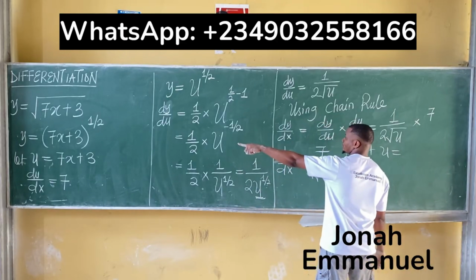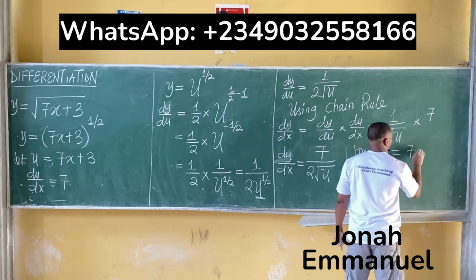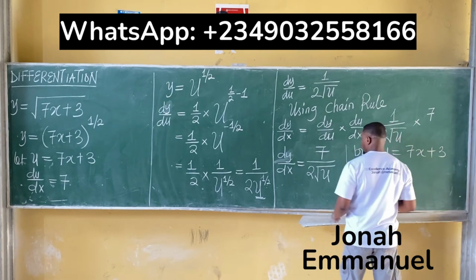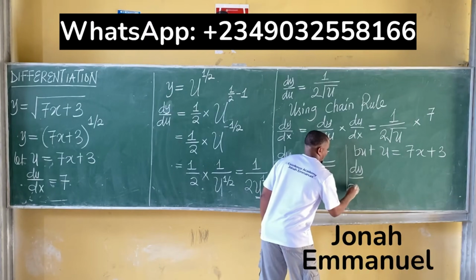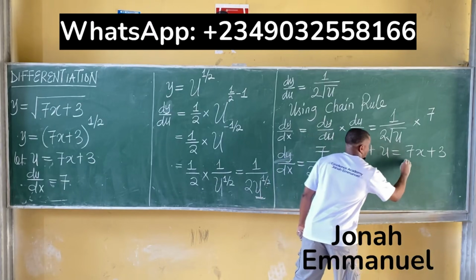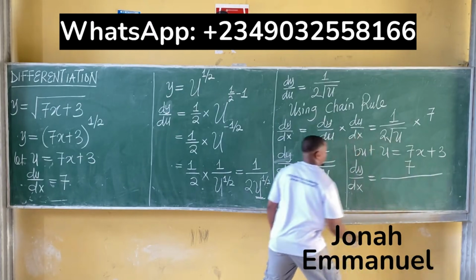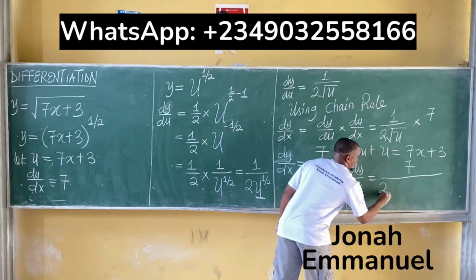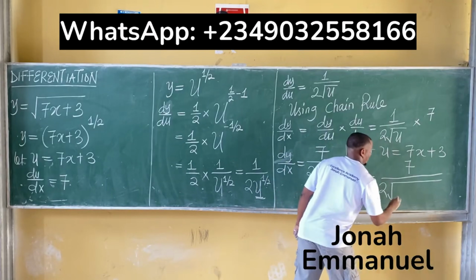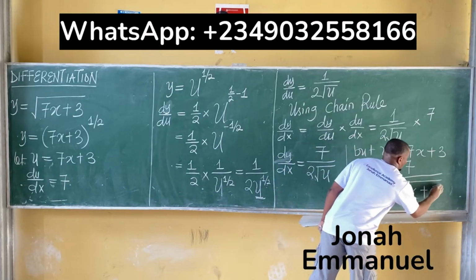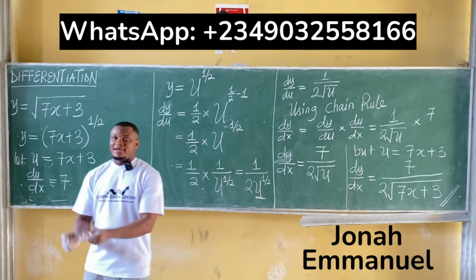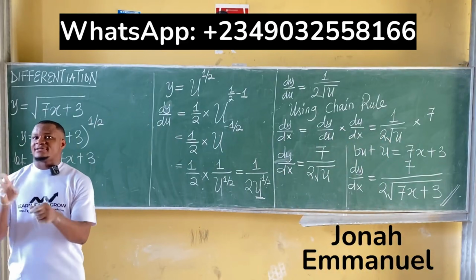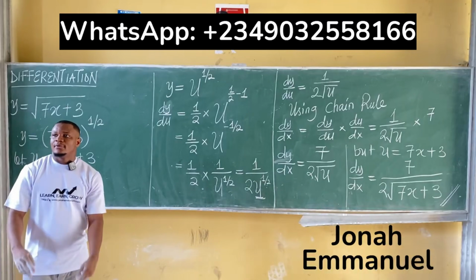Now put u back here. You have that dy dx is equal to 7 all over 2 root u. What's u there? 7x plus 3. That's your answer. Right, it's the same concept, just that those minus and fraction things, you know how to work on them. That's it.